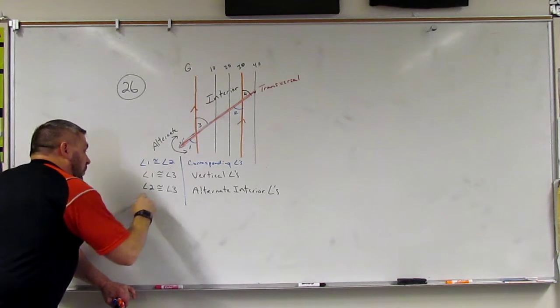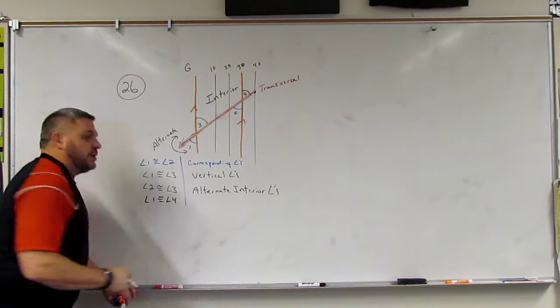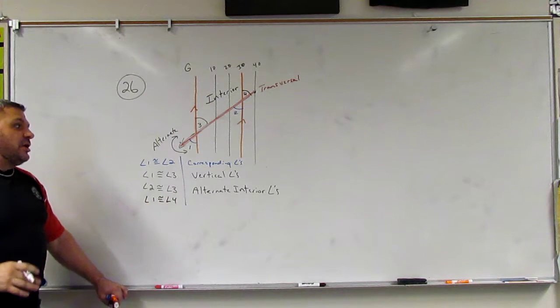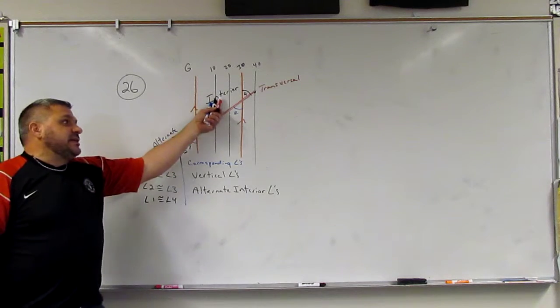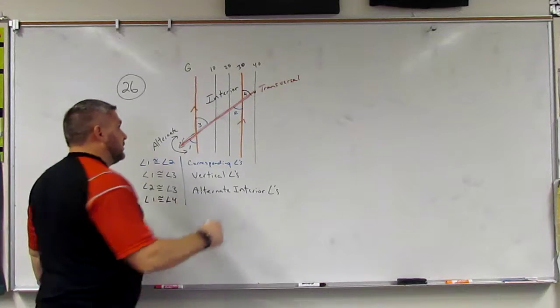We know that angle 1 is congruent to angle 4 because of what we call, now think about this, if this is interior, what are the ones outside of the lines called? Exterior. Good, good, okay.